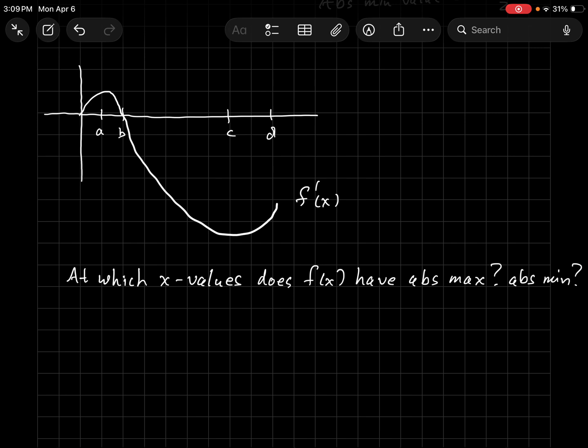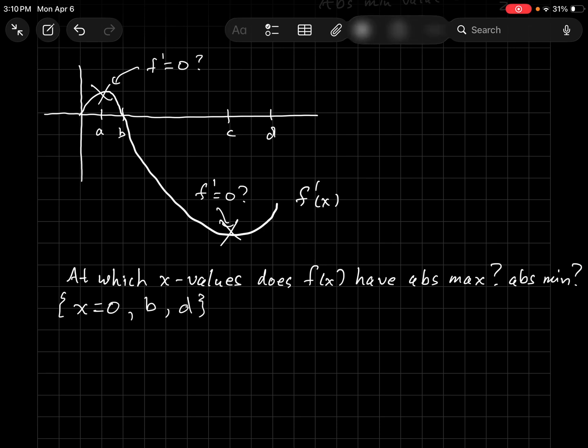So how do we know? Well, I still know that absolute extrema must occur at endpoints or critical points. So it must be at x equals 0, or x equals b, or x equals d. Why is it not x equals a or x equals c? Well, does f prime equal 0 there? Or does f prime equal 0 down here? The answer, of course, is no. Those are not critical points of f. So the absolute max and min must occur at one of these places.